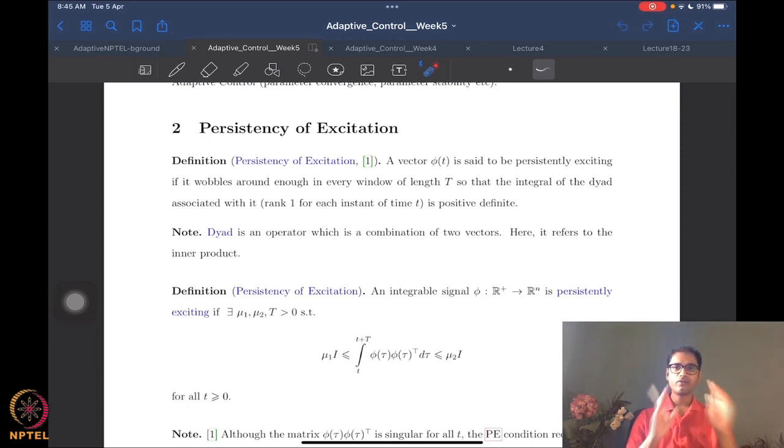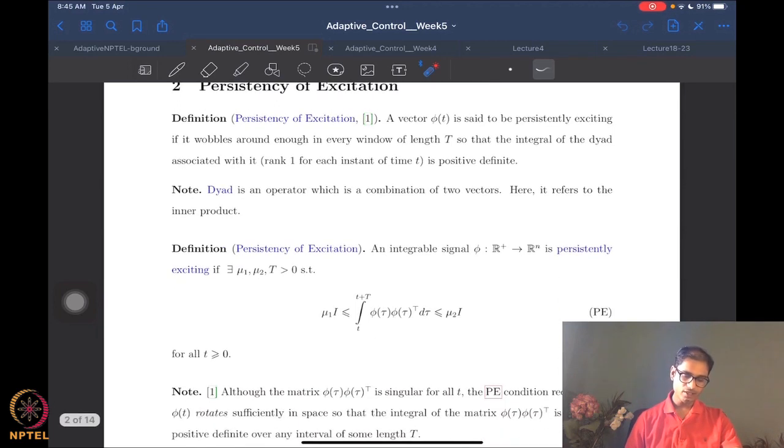So what are the elements here in the definition? There is a sliding window of time of this constant width, capital T. On each such window, we are expecting the signal to sort of wobble sufficiently, so that some kind of positive definiteness of a dyad is achieved. All right. Again, all elements of this are not very clear just by this definition in words.